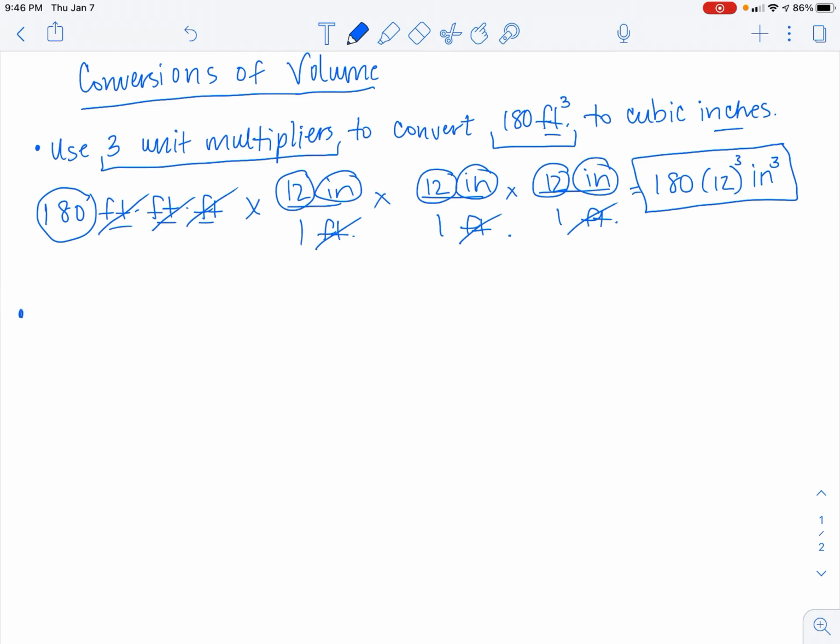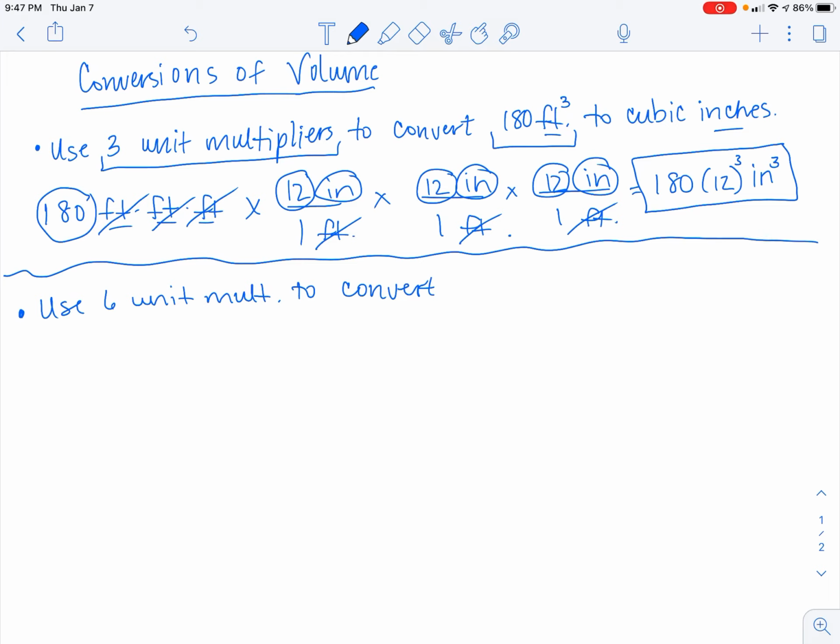Now let's do the next one. The next one's going to be a little bit trickier. So we're going to use 6 unit multipliers on the next one. I'm going to abbreviate multipliers here. To convert, let me put a line here so we can get that out of the way. 800 cubic centimeters to cubic feet. Okay, so we're going from the metric system here to the customary system.